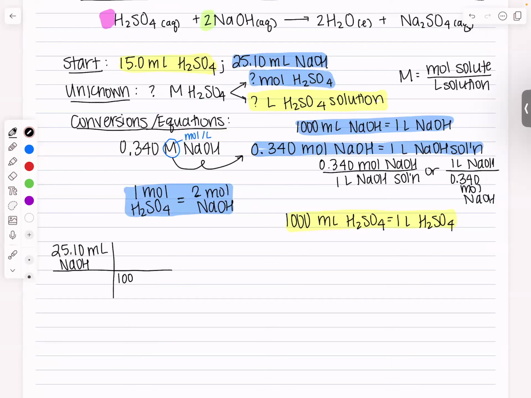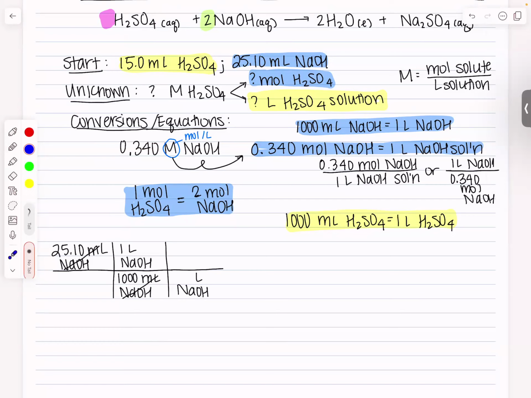So there are 1,000 milliliters in 1 liter. That's going to cancel out my milliliters of NaOH. Now I have liters of NaOH. And if you're used to stopping here and then solving, just pretend like we stopped. Okay, we have liters of NaOH on the top left now. How do we need to cancel that out? Put liters of NaOH on the bottom. Find a conversion factor that uses that.